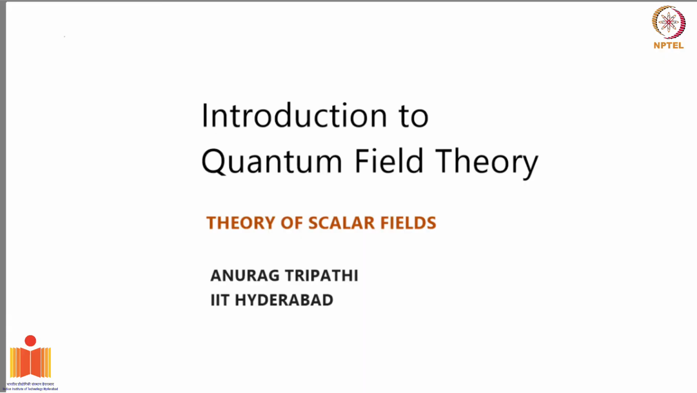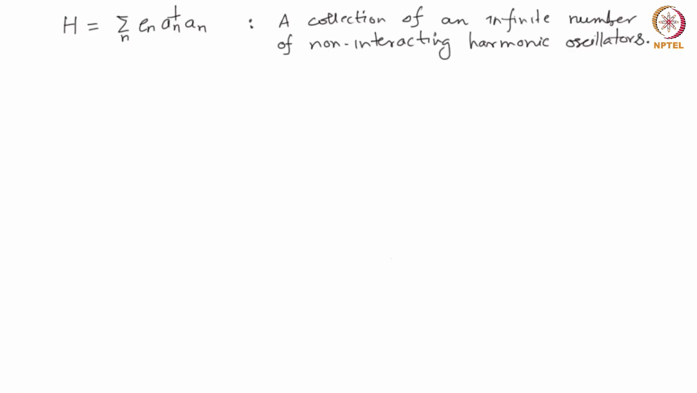So we were looking at this system, which is a second quantized system. The description after second quantization is equivalent to that of a collection of an infinite number of non-interacting harmonic oscillators. Each sum represents a harmonic oscillator, and each oscillator has its own natural frequency. So here this is basically h bar omega n, where omega n is different for different oscillators.